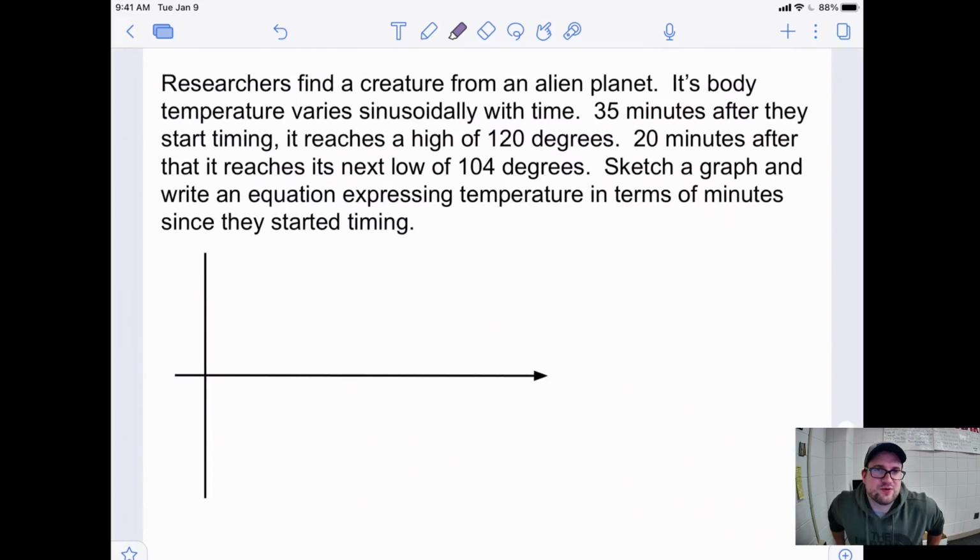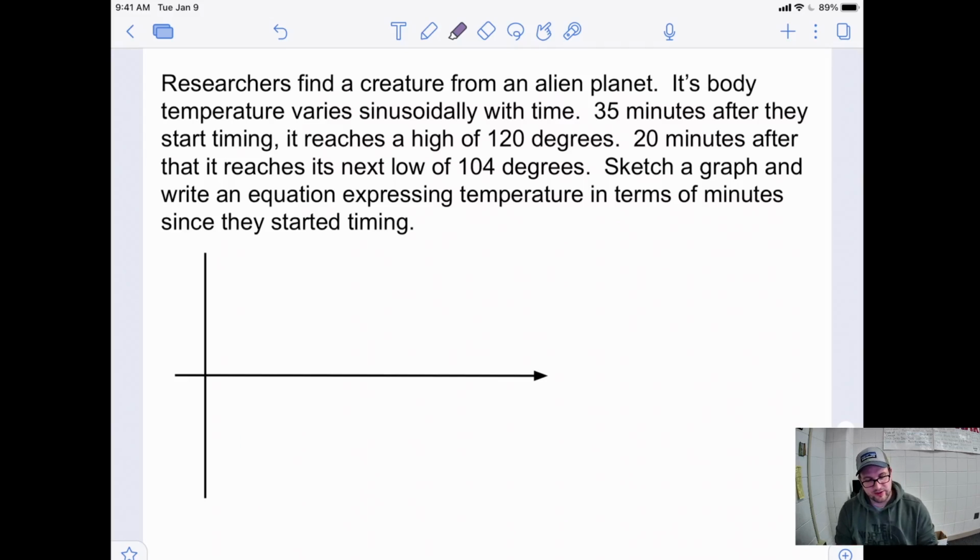Here it is. It says, researchers find a creature from an alien planet. Its body temperature varies sinusoidally with time. So 35 minutes after they start timing, they realize that the body temperature of this alien reaches its high of 120 degrees. 20 minutes after that, it reaches its next low temperature of 104 degrees. Sketch a graph and write the equation expressing temperature in terms of minutes since they started timing.